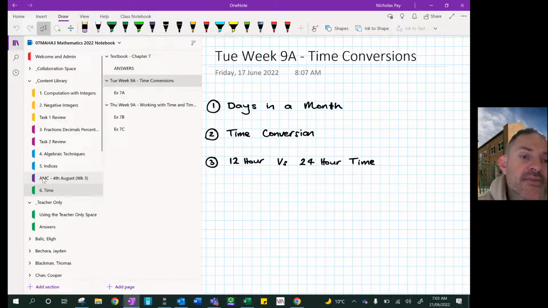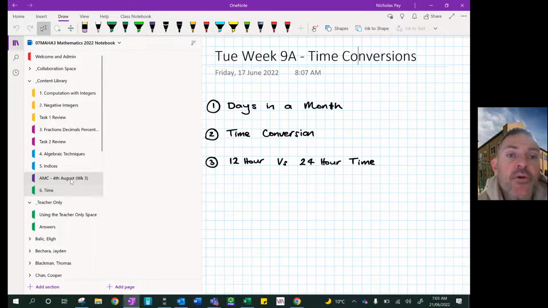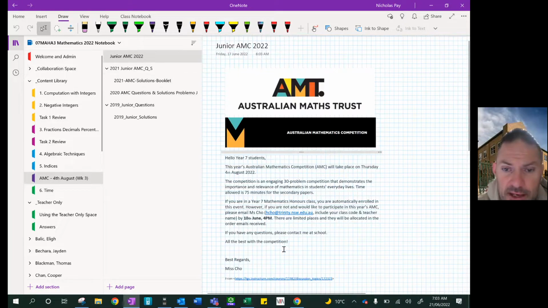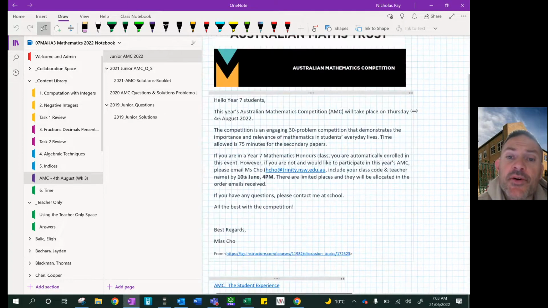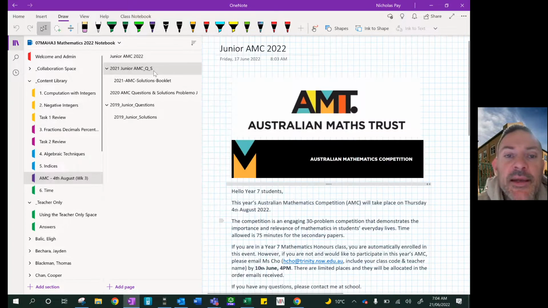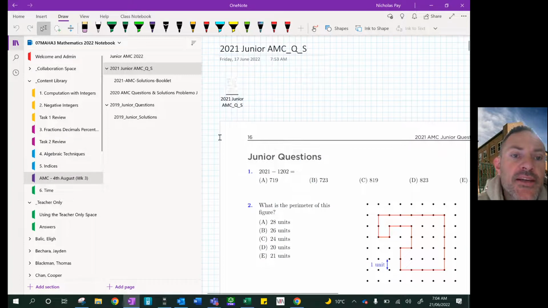You may see this AMC folder that's appeared, and you may have seen there's an announcement on the course page: all honours classes are expected to complete the AMC Maths Challenge. I think it's on the 4th of August, Thursday, when you get back. It's right there, week 3. And I've put on some past paper questions from 19 and 21, or 20 as well. So there's the last 3 years worth of questions that you can look at.